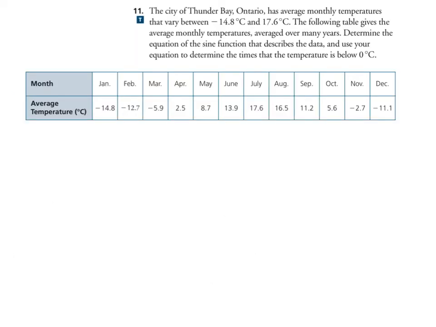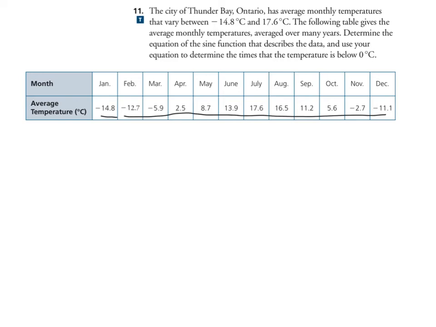Number 11. The city of Thunder Bay, Ontario has average monthly temperatures that vary between negative 14.8 and 17.6. Following table gives the average monthly temperatures averaged over many years. Determine the equation of the sine function that describes the data and use your equation to determine the times that the temperature is below 0 degrees Celsius. All right, this isn't going to be perfect, mind you, but let's do our best here. It won't be perfect because temperatures don't exactly follow a sinusoidal curve. But let's try it out.